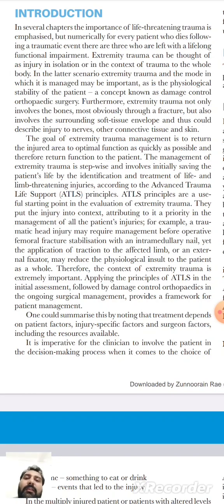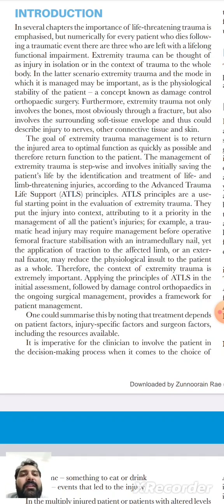If we have only an isolated fracture and no other injury to the body, we can go straight away with the definite treatment. And if we have a fracture along with some other injuries, especially life-threatening injuries, we first save the life of the patient by resuscitating the patient with ATLS protocol, putting the chest tube if there is pneumothorax, and splinting the limb if there is a closed fracture. Why do we splint the limb? To make the fracture ends immobilized.